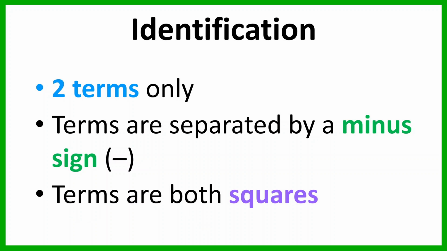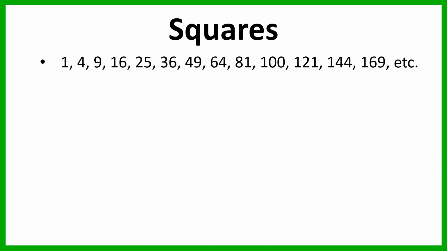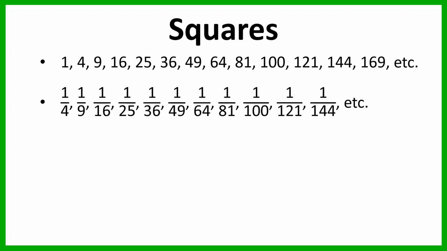Now, examples of squares could be your square numbers, 1, 4, 9, 16, and so on. It could also be fractions that are made with those square numbers, so that the square numbers could be in the numerator or in the denominator of the fraction.